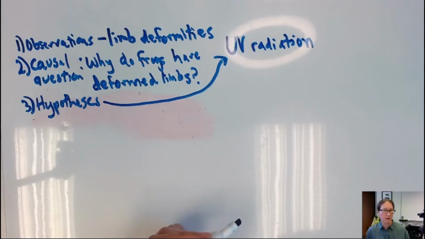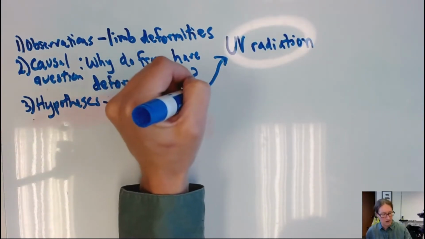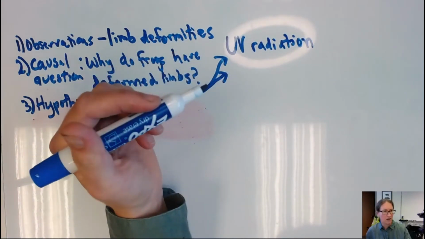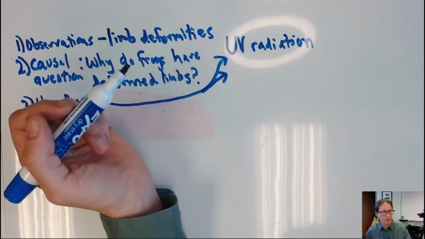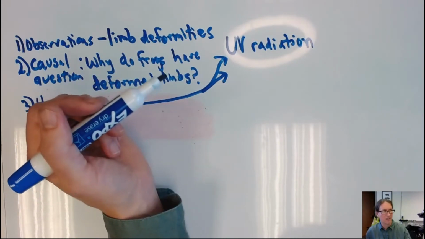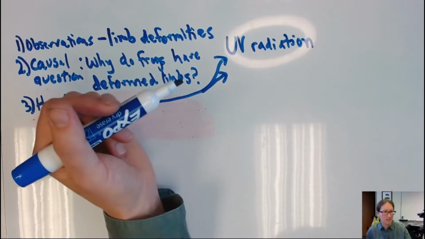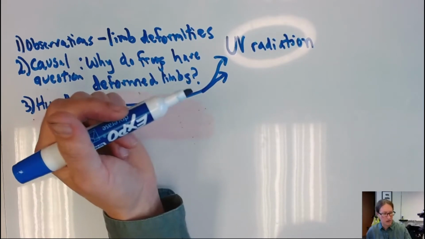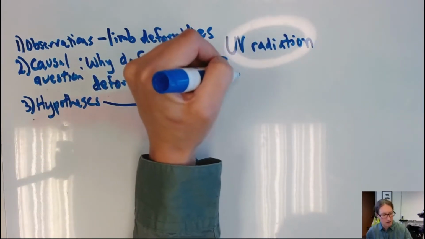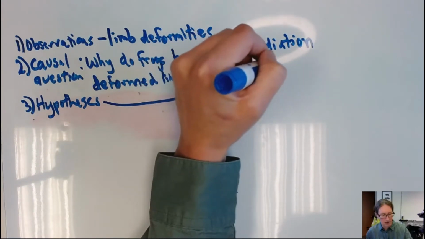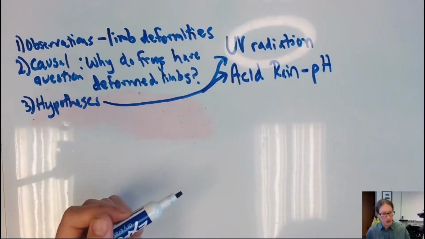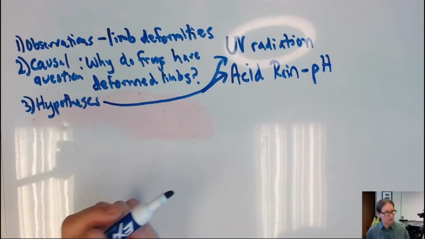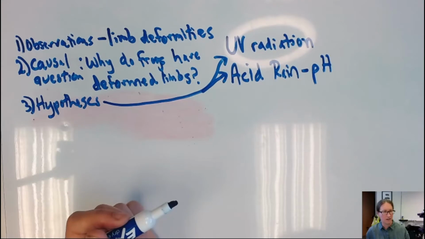Another thing that had come up for a lot of people was, at the time, there were a lot of concerns about increased carbon dioxide in the atmosphere. And increased levels of carbon dioxide can cause a shift in acidity in the environment. And so there are also a lot of concerns about acid rain. So that was another hypothesis. So maybe something about the changes in pH in aquatic environments is contributing to frogs having deformed limbs.